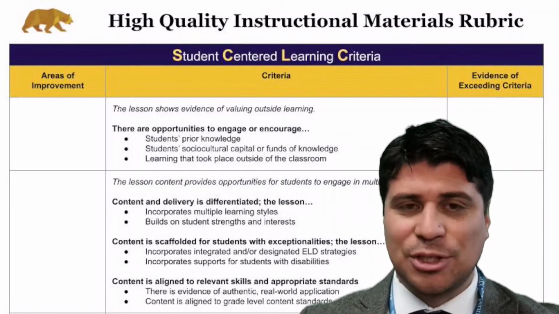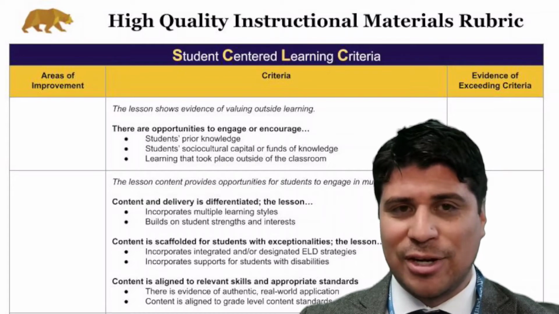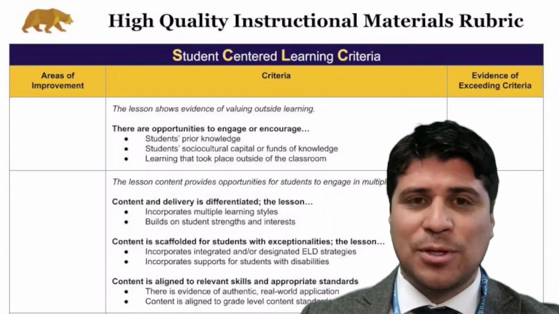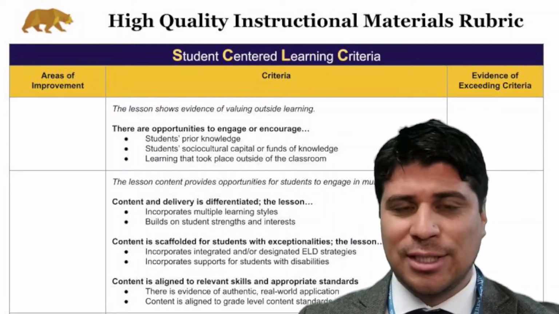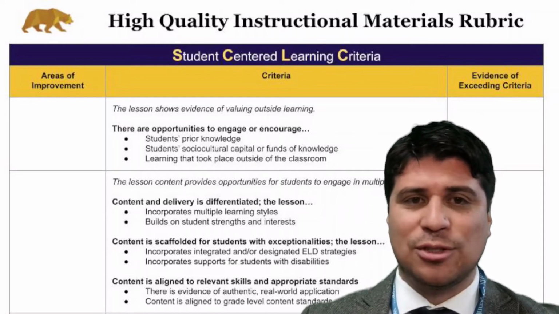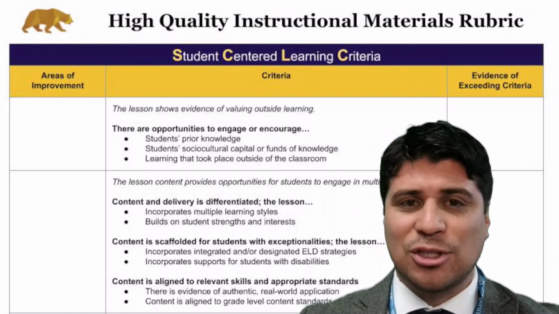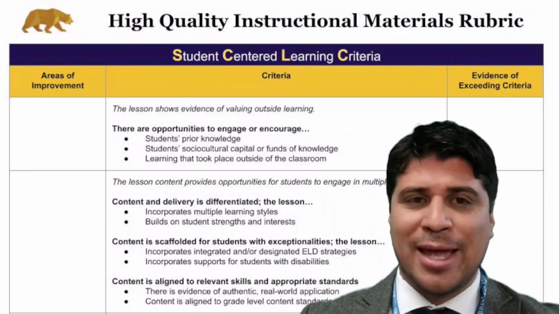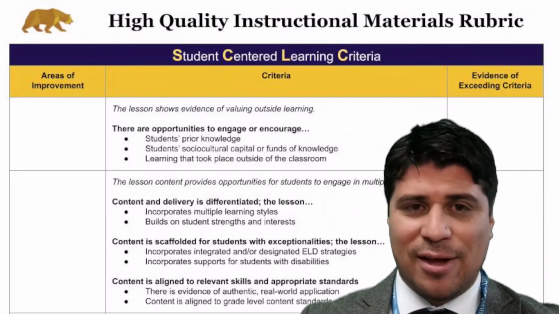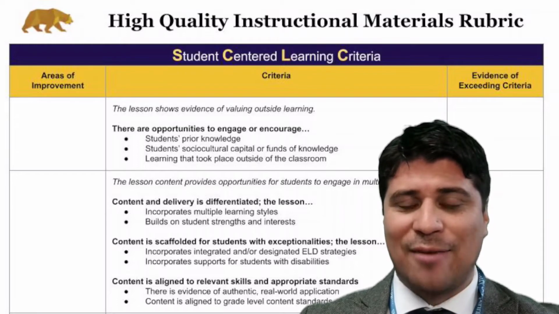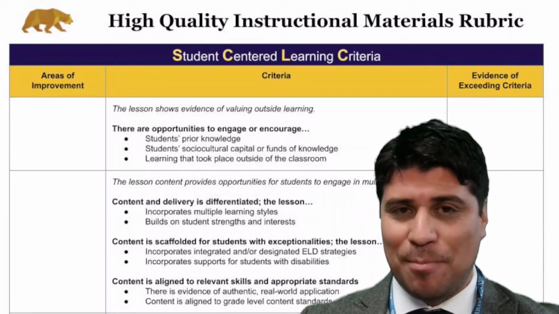It says, this lesson shows evidence of valuing outside learning. And there are opportunities to engage or encourage students' prior knowledge, students' social cultural capital or funds of knowledge, or learning that took place outside of the classroom. In order to meet that section, they need to have at least one of those bullets met.